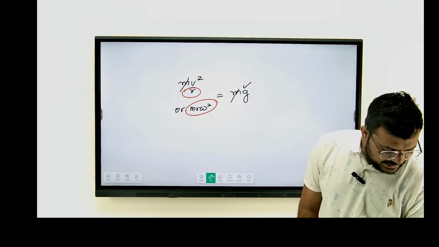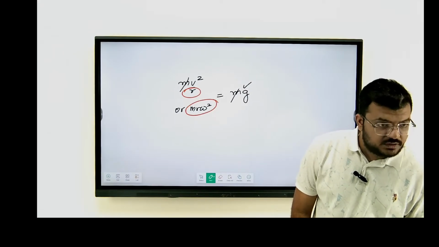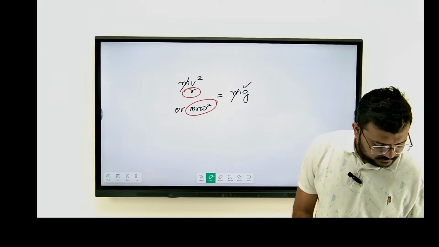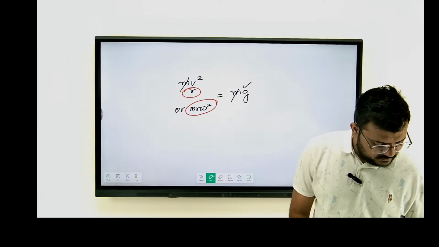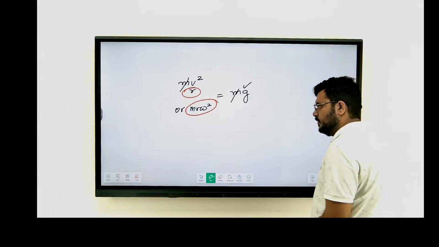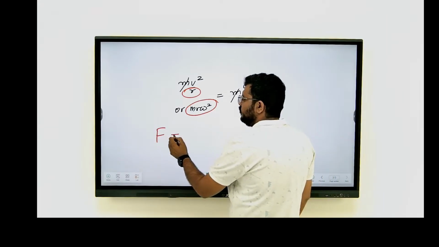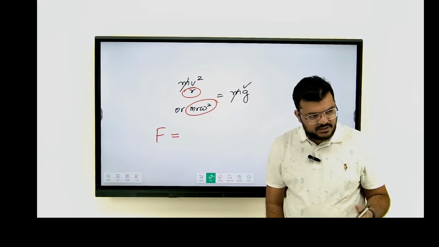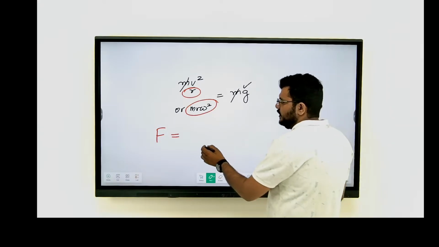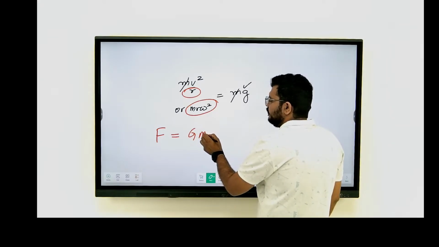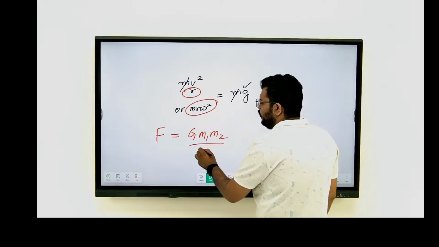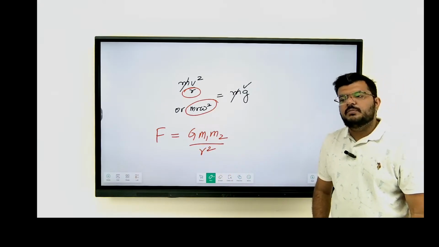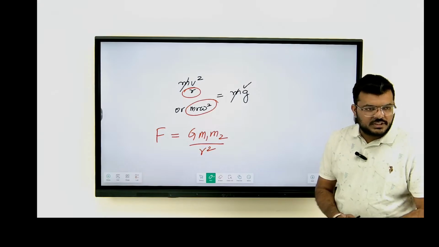So what is gravitational force? Gravitational force is a force that is directly proportional to the product of the masses and inversely proportional to the separation. It is a force experienced by everything that has mass, right? So gravitational force is equal to G m1 m2 upon r square, where r is the distance between the two objects, right?